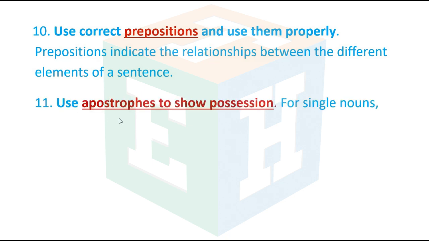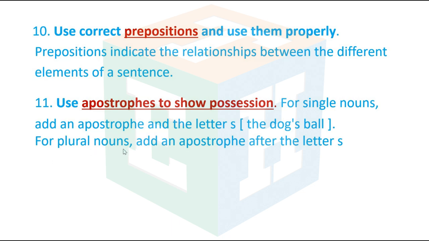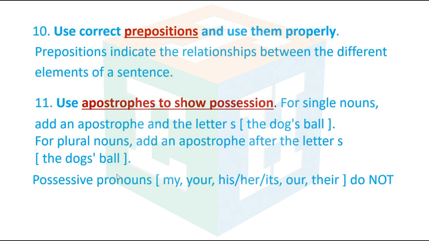Number 11. Use apostrophes to show possession. For single nouns, add an apostrophe and the letter S, the dog's ball. For plural nouns, add an apostrophe after the letter S, the dogs' ball. Possessive pronouns, my, your, his, her, its, our, their, do not take an apostrophe.